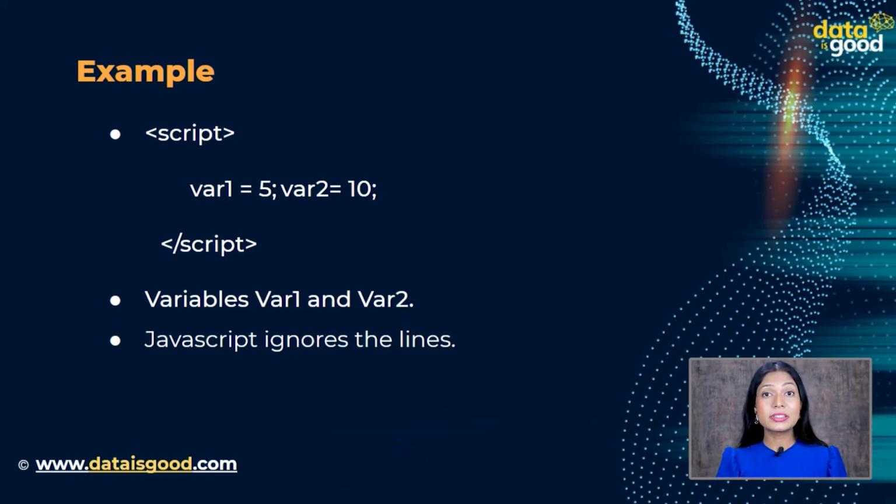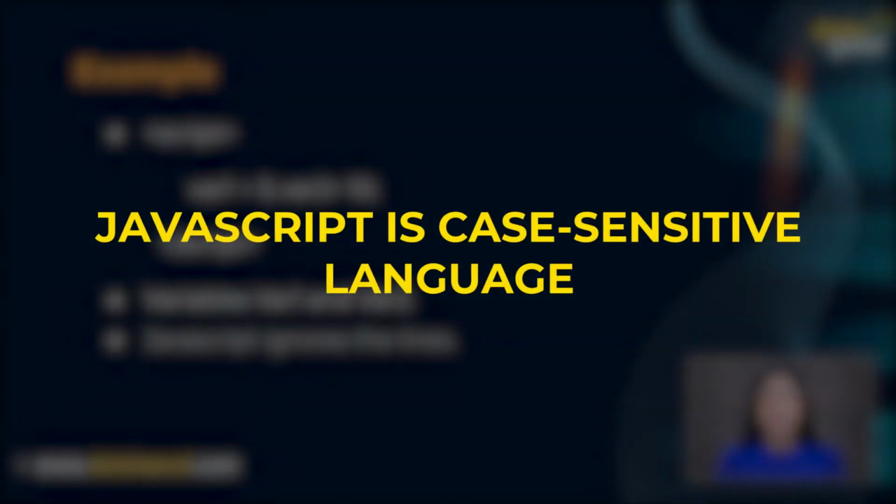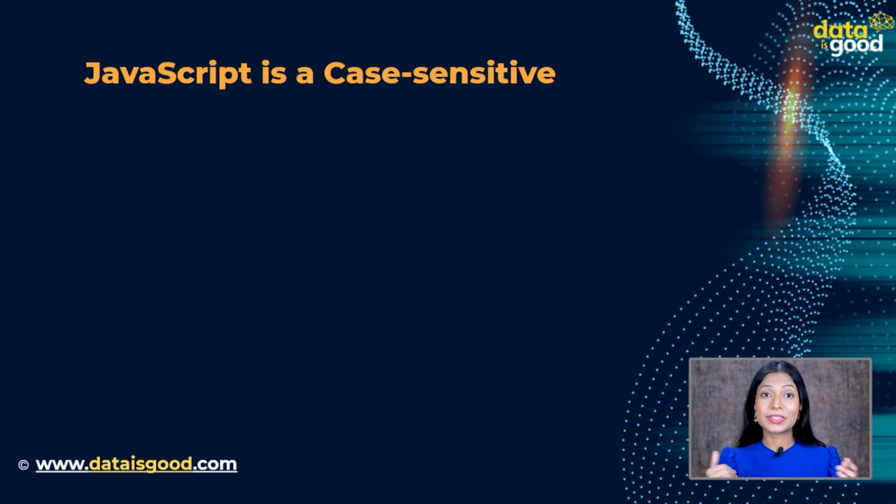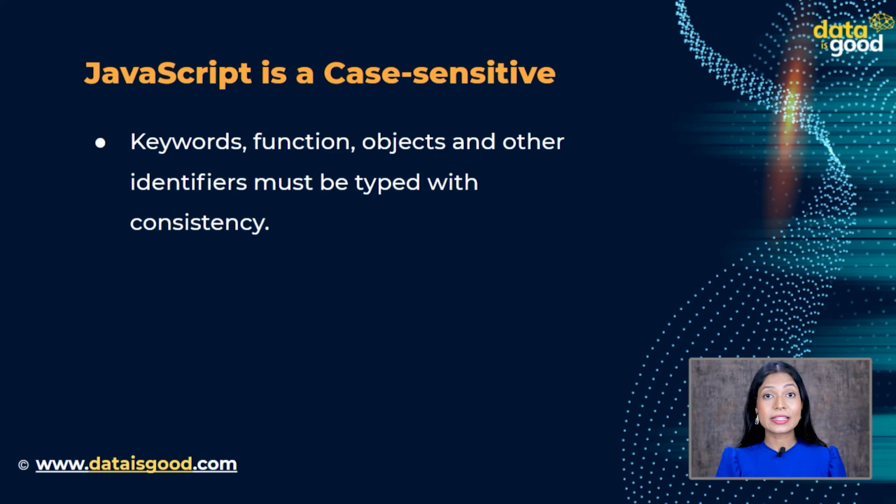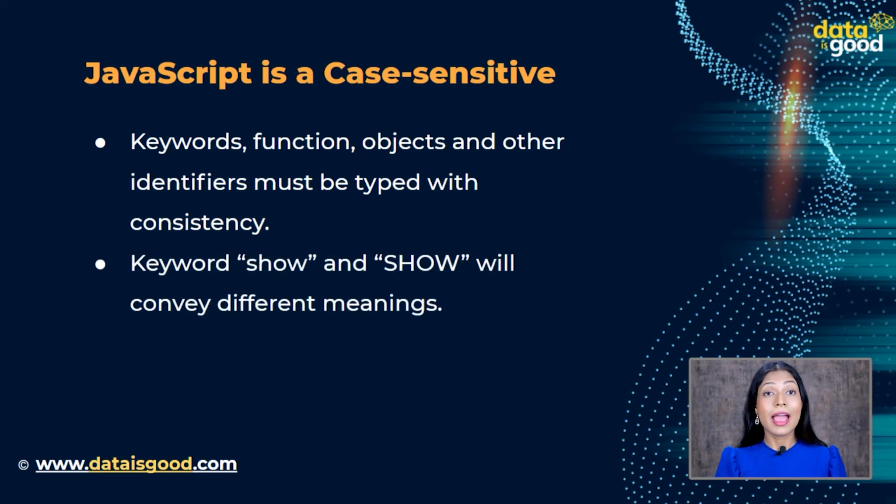Now, another interesting thing about JavaScript which you have to remember is that JavaScript is a case-sensitive language. Let us try to understand this concept. This means that the keywords, functions, objects, and other identifiers must be typed with consistency. For instance, the keyword show and capital Show will convey different meanings. They would not be taken as the same keywords even though they have the same spellings. There is a difference in capitalization of words.